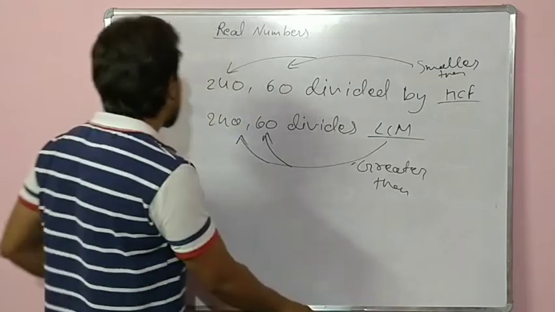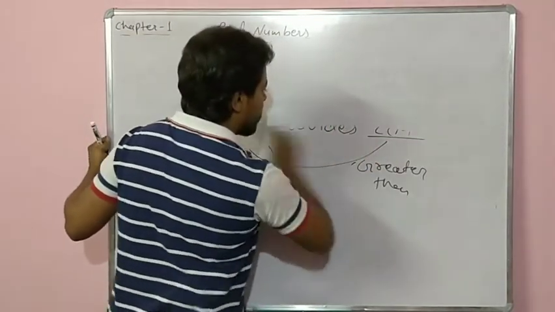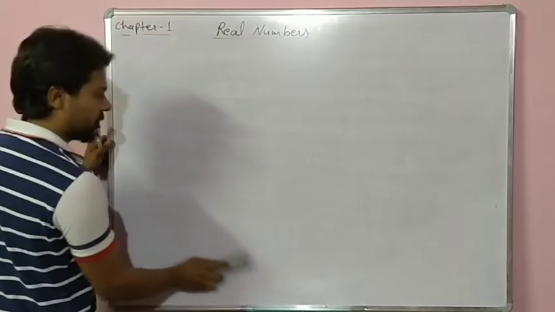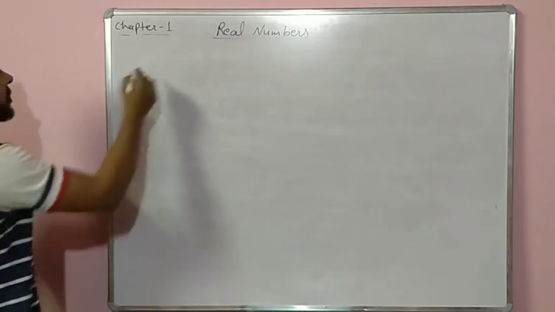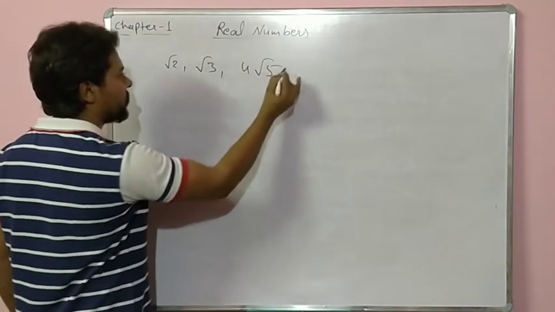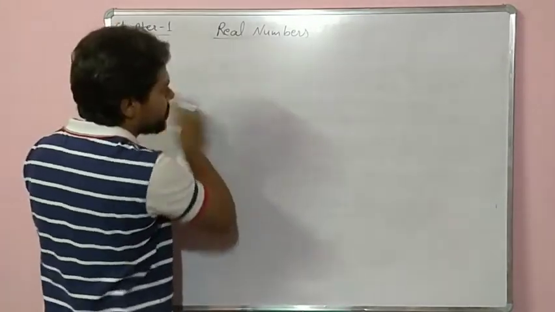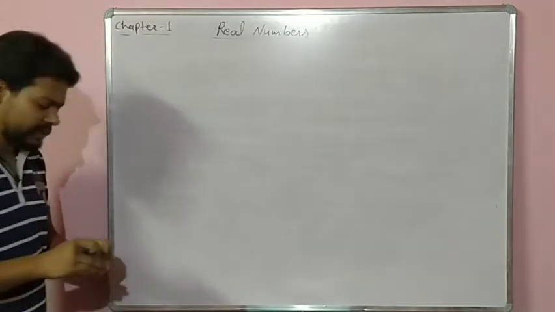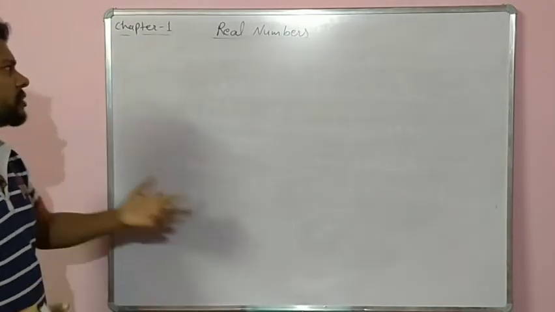Now we will see how to prove any irrational number irrational. Like for an example, what are irrational numbers? Root 2, root 3, 4 root 5, kind of this. Okay, these are called the irrational numbers. How to prove them? There is a particular method you need to follow step by step, so you will be able to solve any kind of these problems.